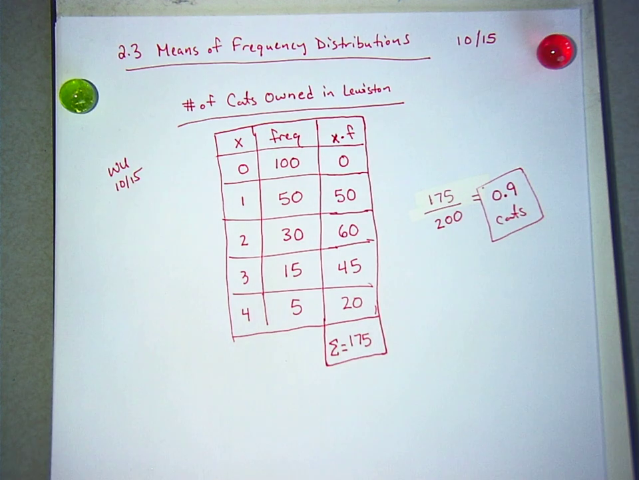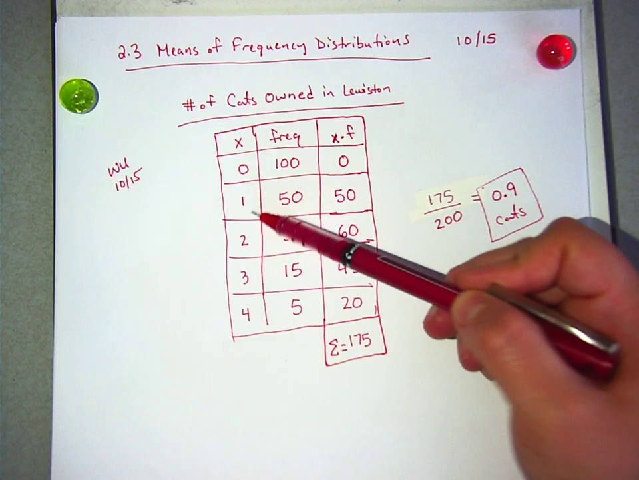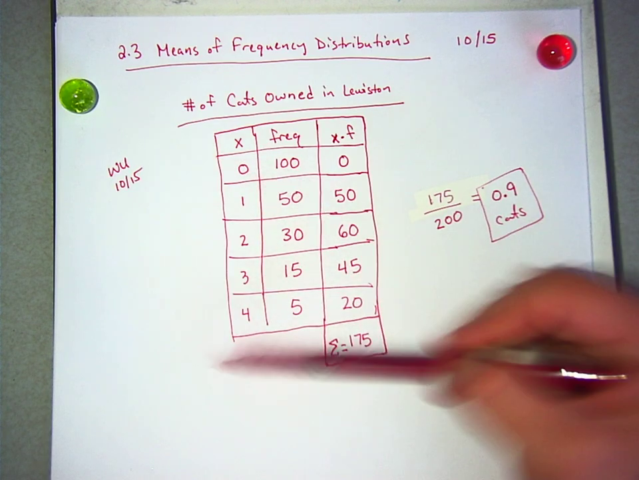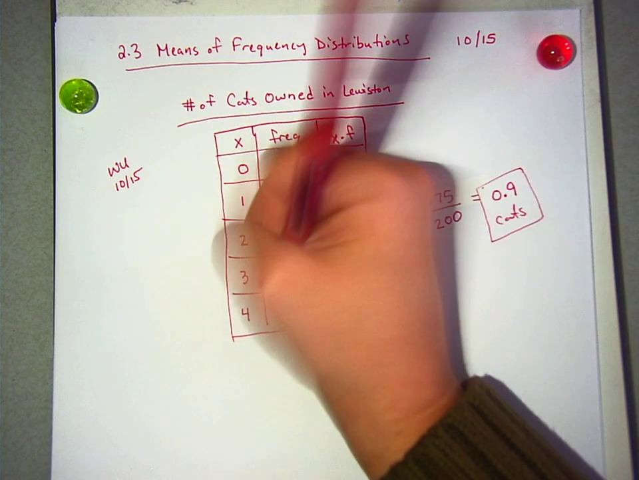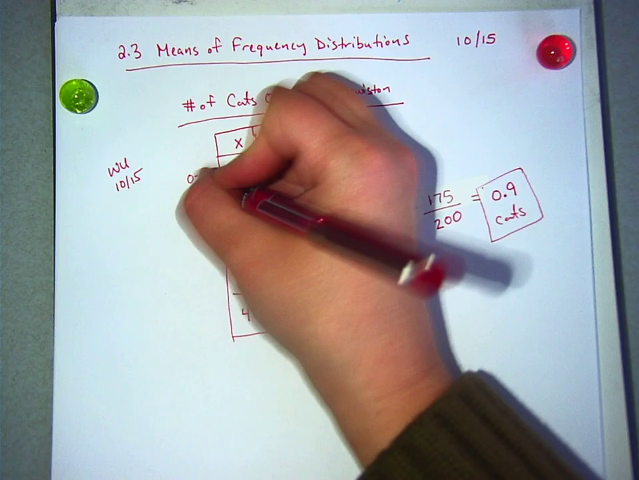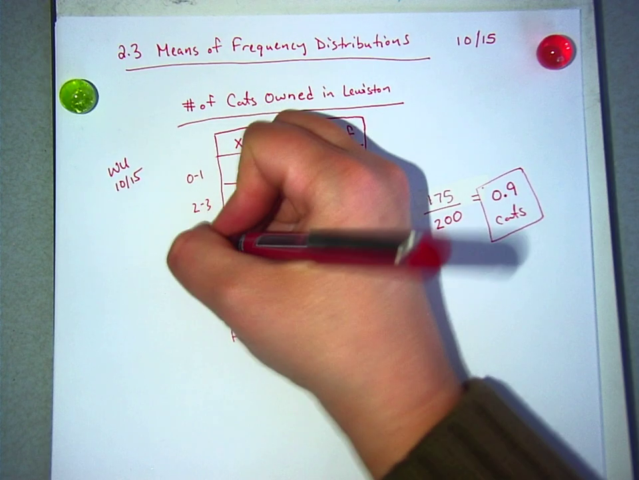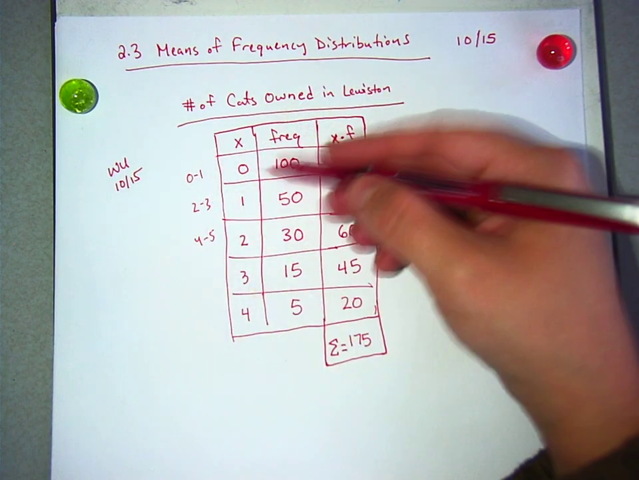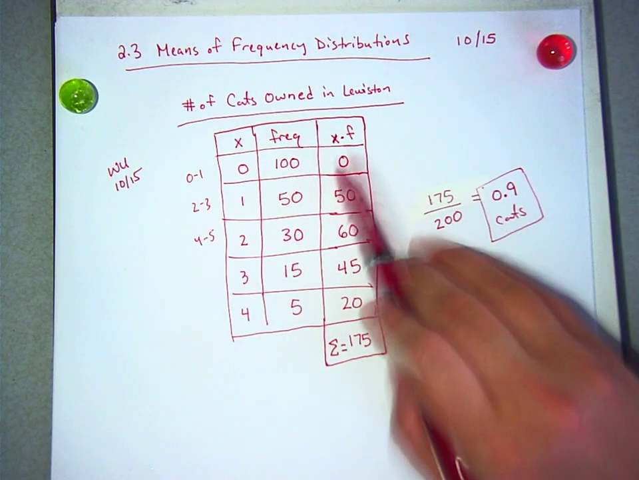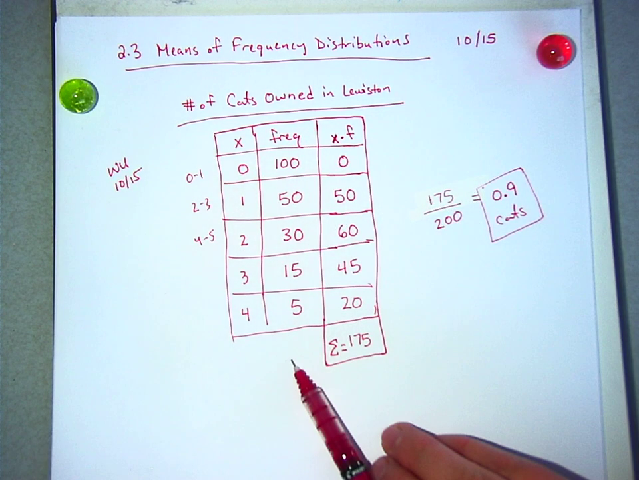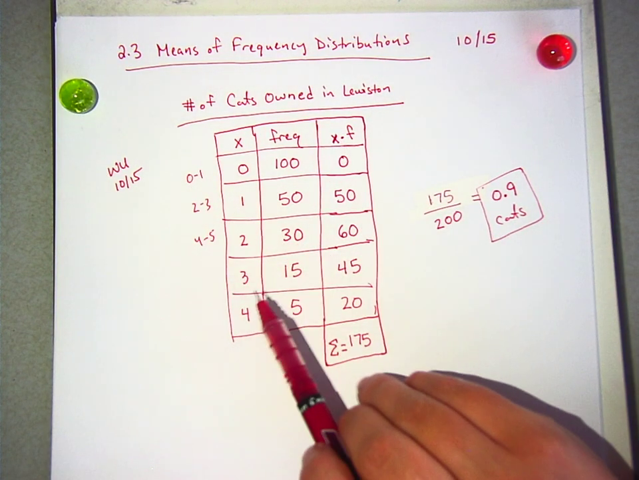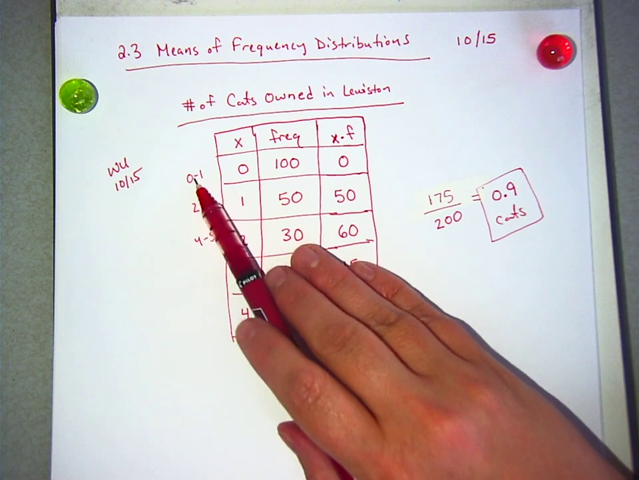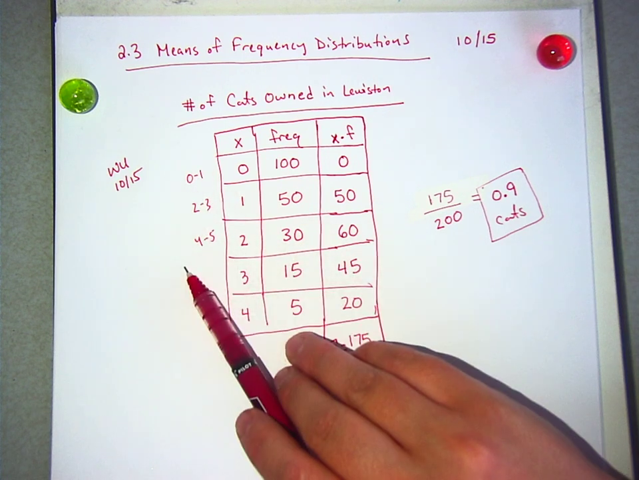Now, the only thing that I'm not telling you right now is what if instead of it being 0, 1, 2, 3, 4, what if it was a range? Like what if this was 0 to 1 and 2 to 3 and 4 to 5? Here, I have to take one number and multiply it by the frequency, right? So what's the one number I'd pick if I have between 0 and 1? Half. So the midpoint.